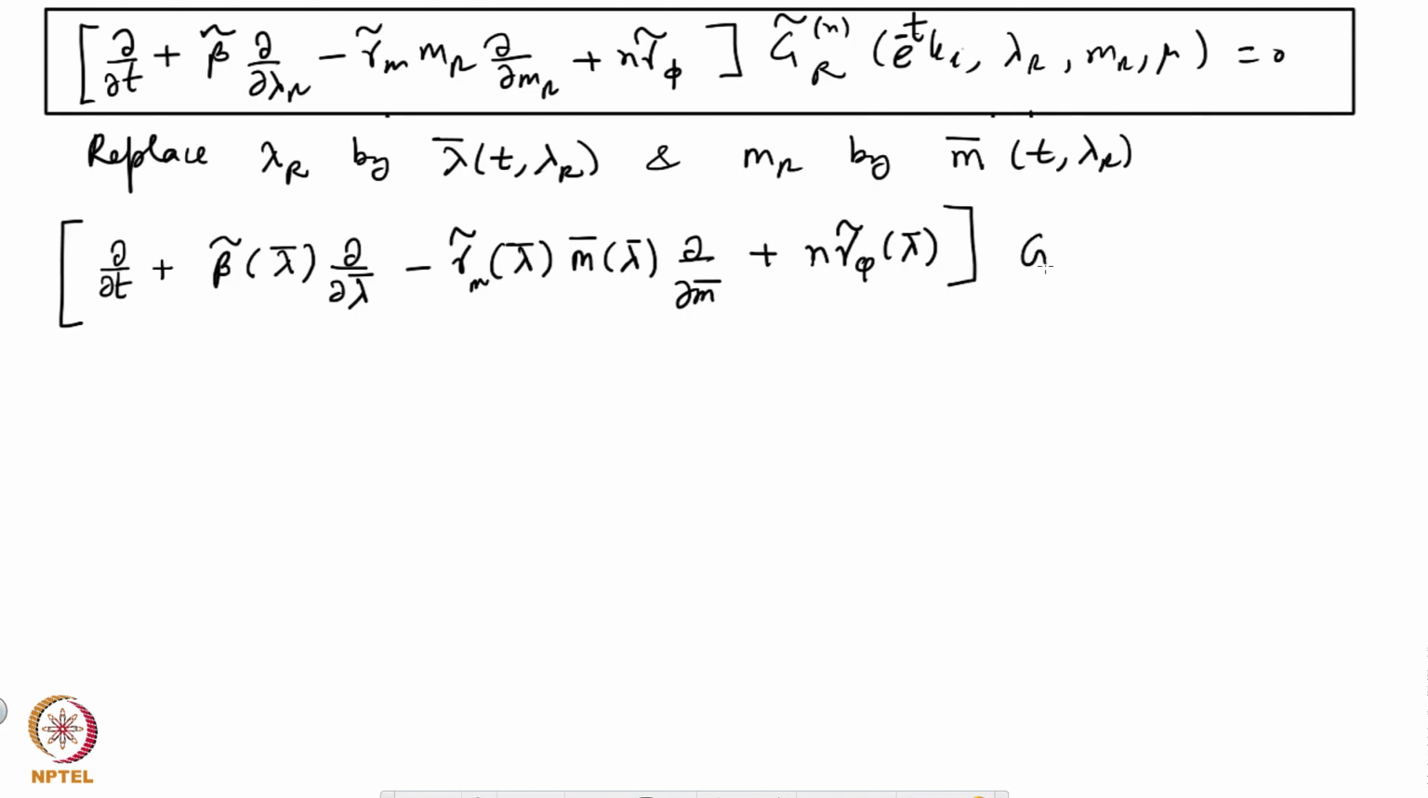This acting on g tilde n renormalized e to the minus t, these momenta ki, lambda bar, mr replaced by m bar, and mu I can drop, it is fixed. Okay, don't worry about mu, there is no mu here. Okay, so good, we are here.